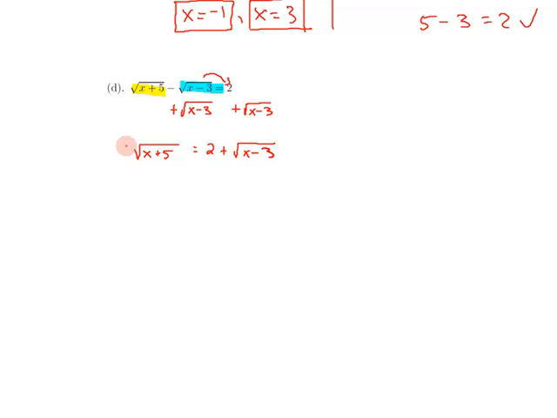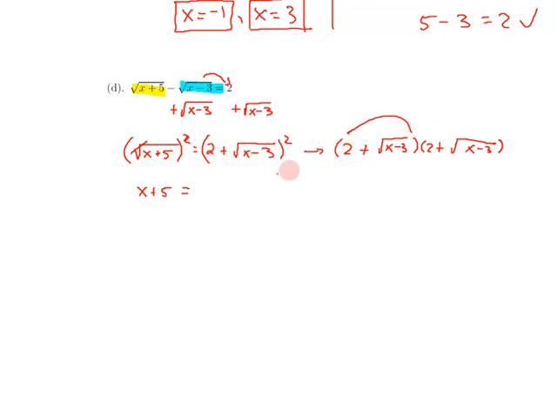Alright, so now we square both sides. Square this and square this. On the left hand side we have a square root squared, so that cancels and I'm left with x plus 5. On the right hand side I am squaring a sum, so you have to remember that that means to FOIL. 2 plus the square root of x minus 3 times 2 plus the square root of x minus 3. You can't just square each term separately, right? You have to actually do first, outside, inside, last.